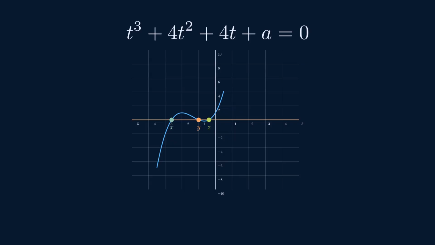What does this equation represent? Well, it's a cubic polynomial, and when a cubic polynomial equals 0, that signifies the values of t that make the equation true. Those are the roots.